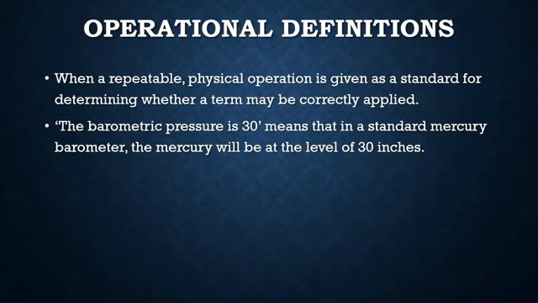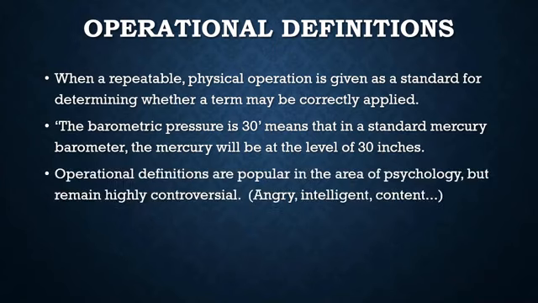For example, in meteorology, you might say the barometric pressure is 30. What does that mean? It means that in a standard mercury barometer, the mercury will be at the level of 30 inches. Now, we typically don't use standard mercury barometers anymore, but that's a way of providing an operational definition. What do we mean when we say the barometric pressure is 30? That's what we mean by saying it. This is what would happen if that's the case.